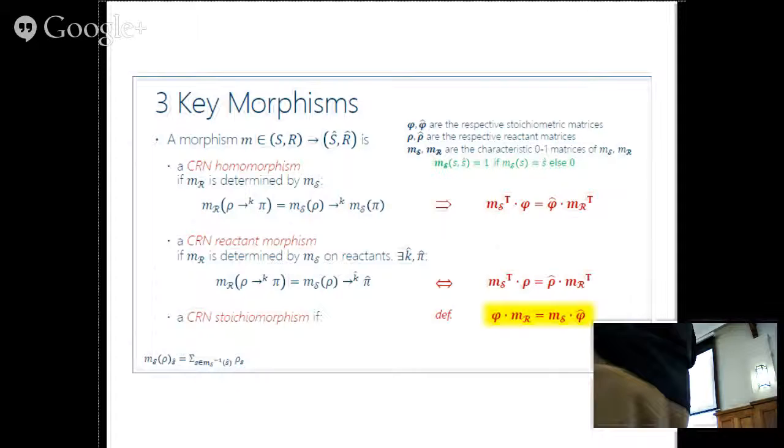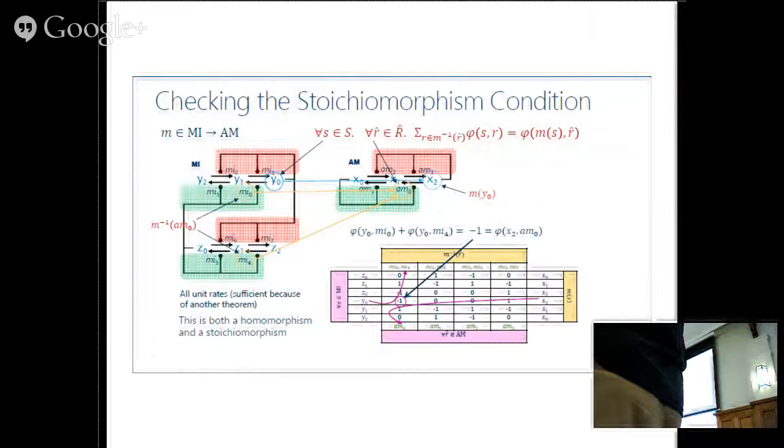But the notion which is really key is this one here, which is called stoichiometrism. And this satisfies this property. And this is a priori completely mysterious. Okay, I'll try to explain it. But again, it's a matrix property involving the stoichiometric matrices and involves the species map and the reaction map. So what does that mean? Well, I can expand that multiplication and see what you get. If you expand that, you get this, which is not much better.